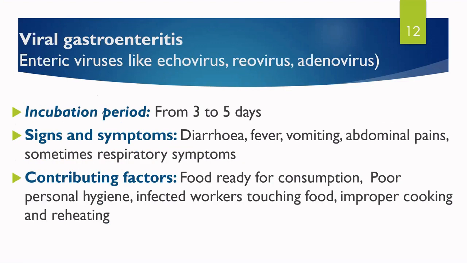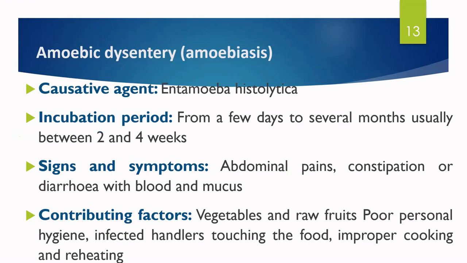Next is viral gastroenteritis caused by enteric viruses like echovirus, reovirus, and adenovirus. The incubation period is from 3 to 5 days. Signs and symptoms include diarrhea, fever, vomiting, abdominal pain, and respiratory symptoms. Contributing factors are food ready for consumption, poor personal hygiene, infected workers touching food, improper cooking, and reheating.